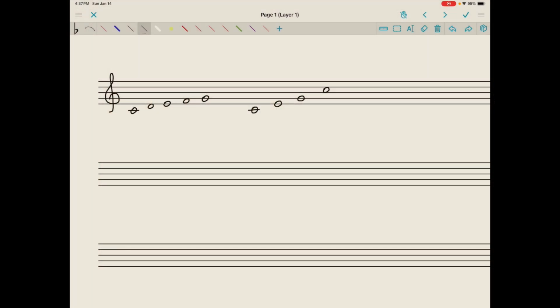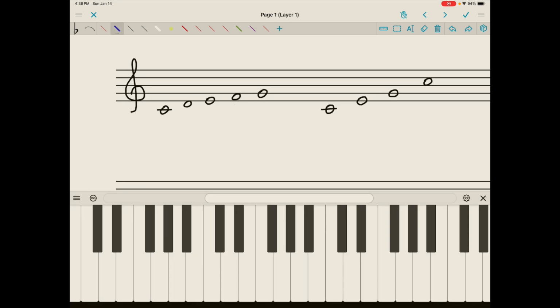So looking at the treble clef again, I've written out one example of stepwise motion and one example of skipwise motion. Note that here we're starting on middle C, and we are just ascending from one line note to the next space note, to the next line note, to the next space note, to the next line note. So we are not skipping over any letter names. Let's look at what this would look like on the keyboard. This is obviously just a partial keyboard, but this is what it would look like and sound like.